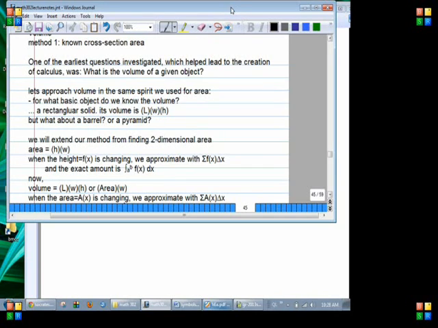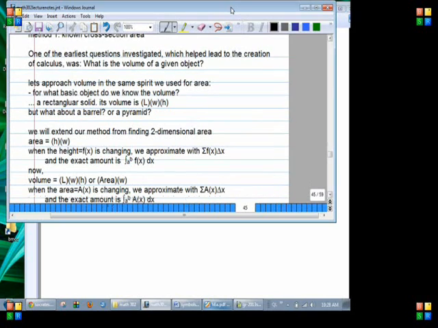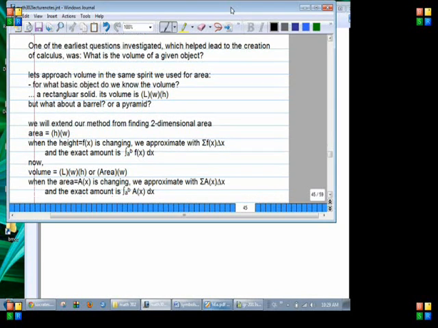So if that area is changing, we can say, all right, let's approximate this by saying it's the area at x times delta x and take the sum of all that. And then if you want the exact volume, what do you do? Integral. You take the integral. So the exact amount is that.